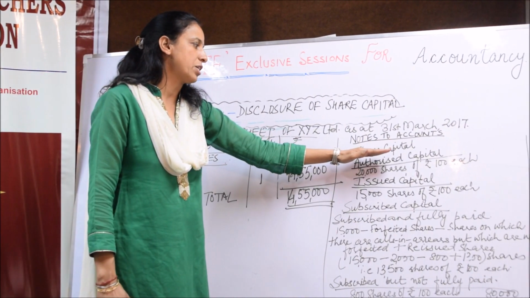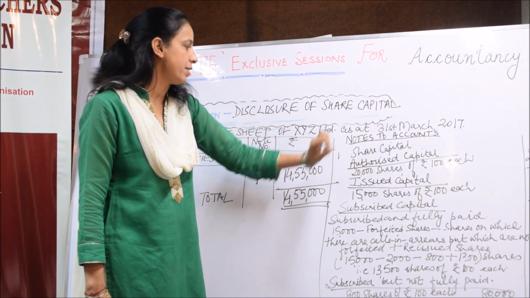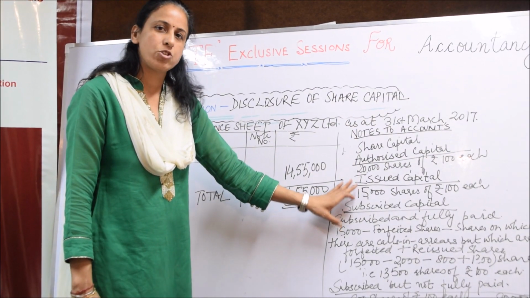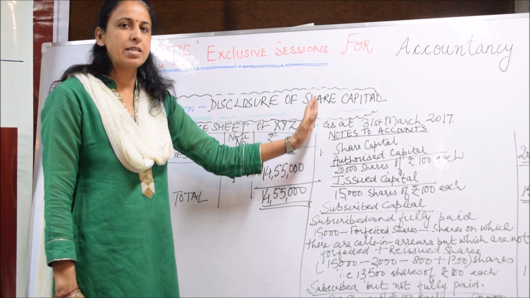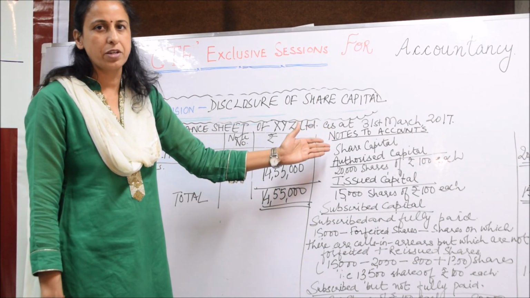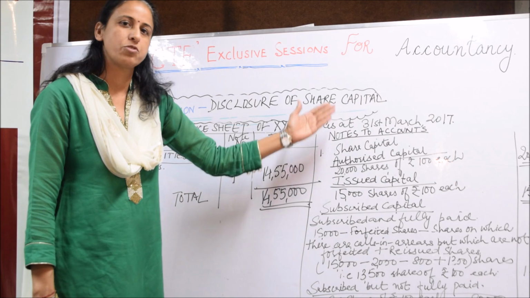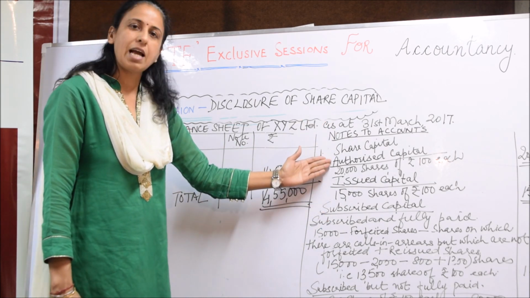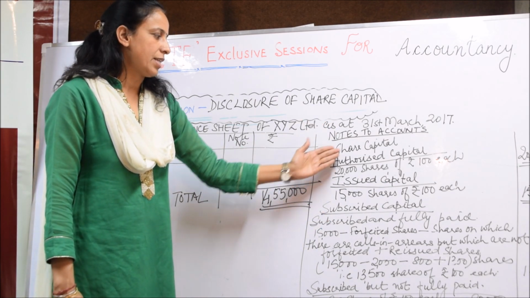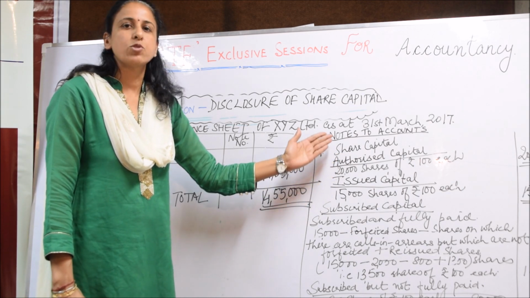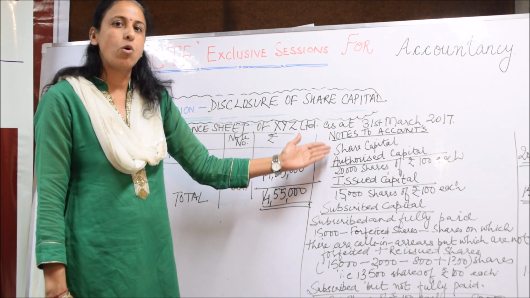In notes to accounts, first of all we write share capital, which is the subheading, followed by the classification of share capital. This can come as a theory question also, the classification of share capital. So this is what the classification of share capital is. Authorized capital for the company, this will be given in the question. So you just have to see carefully whether the number of shares is given or the amount.